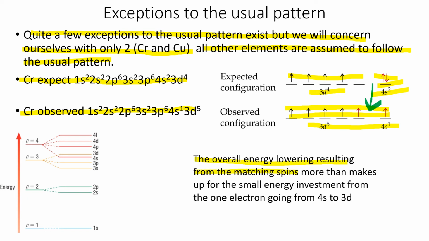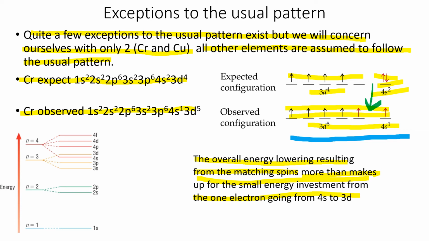Look at all these matching spins you have on the bottom. Everybody's pointed up. Everyone has that matching spin. That's going to lower the energy as well. And that end result more than makes up for the small energy investment that it takes to get the one electron from 4s to 3d.